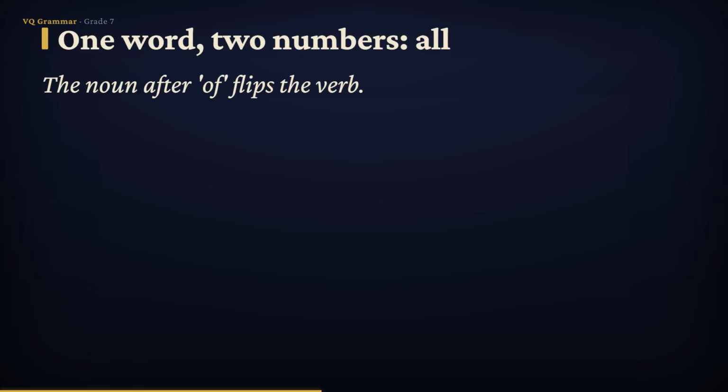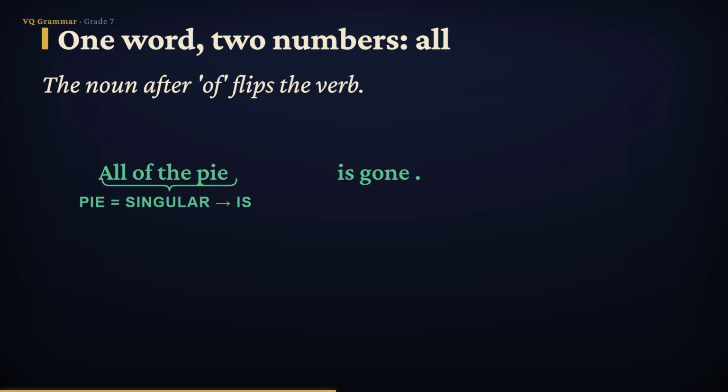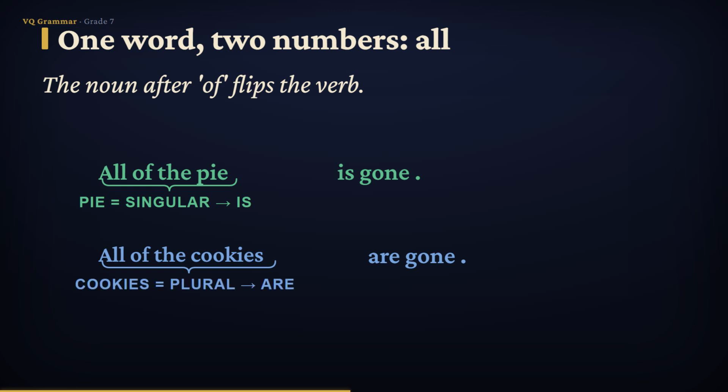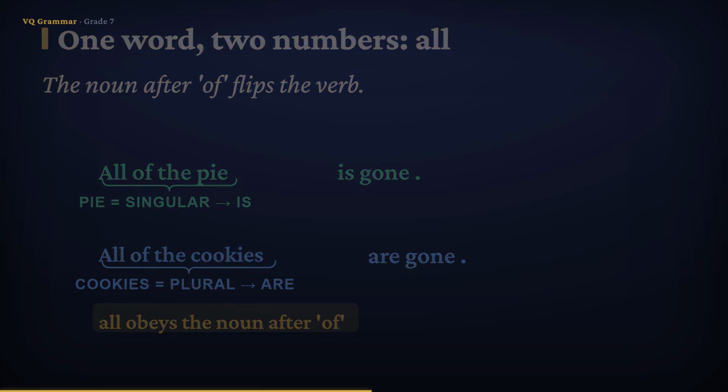Let's slow down on that flexible group with one clear example. Take the word all. All of the pie is gone. Pie is a single thing, so all is singular here, and we say is. Now change one noun. All of the cookies are gone. Cookies are many, so all turns plural, and we say are. Nothing about the word all changed, only the noun after of did. That's the whole secret of group 3. All obeys the noun after of.